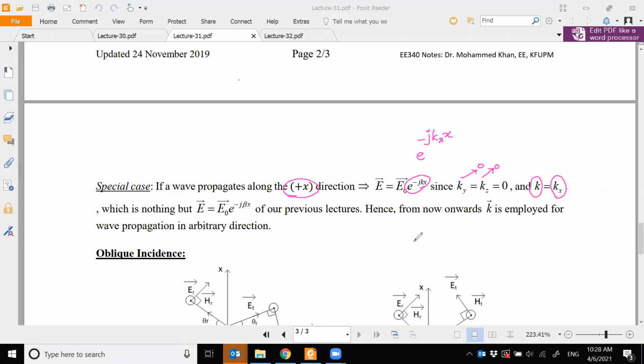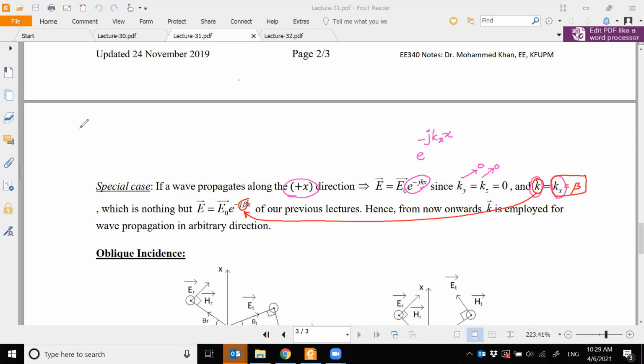Now, in this scenario, where the propagation of the wave is only in the x direction, I do not need to use this k. I can simply replace k with beta. So Kx is nothing but beta.